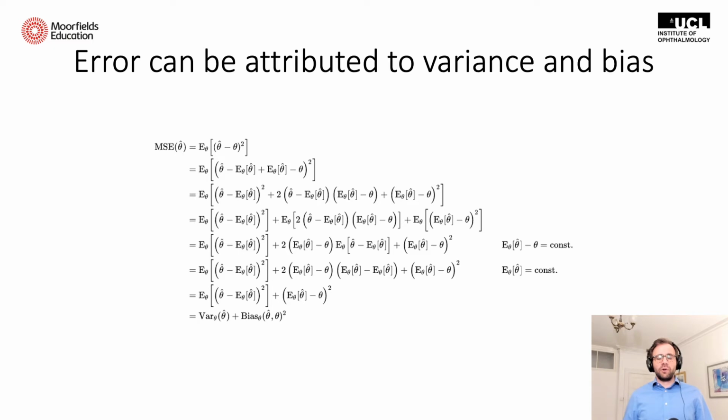So one important concept to get your heads around is that the mean square error that we just discussed can be split into two types of errors, the variance and the bias. You don't need to know the ins and outs of how you derive this, but just think of the bias as a systematic error and the variance as a random error. In the next slide, I'm going to show you a more intuitive way of thinking about it.